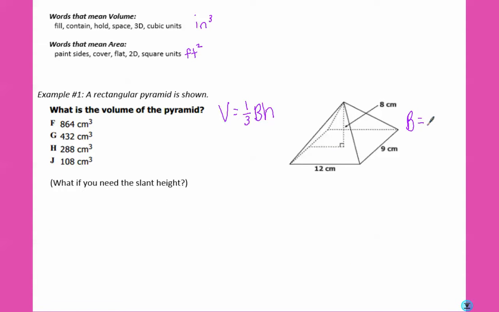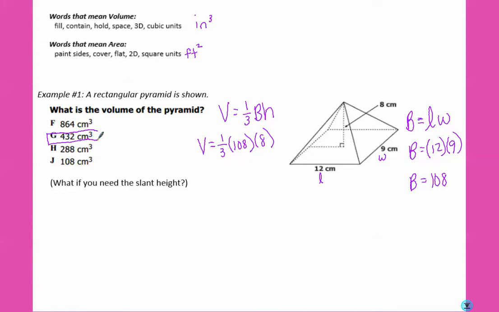So big B, the area of the base, is going to equal the length times the width. Well, here's my length and here's my width. So big B equals 12 times 9, which when I put it in my calculator gives me 108. So my volume equals 1/3, 108 times the height of my pyramid, which is 8. And if I type that all in my calculator, I get 432. So it's G.